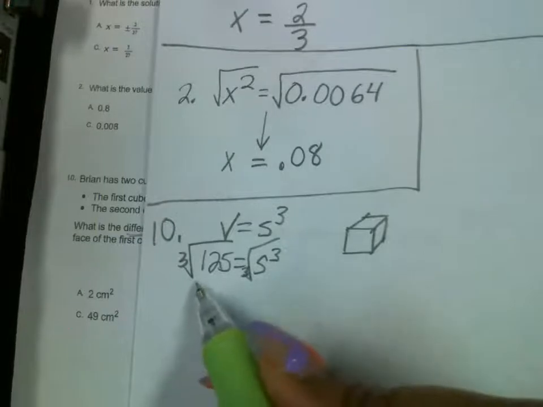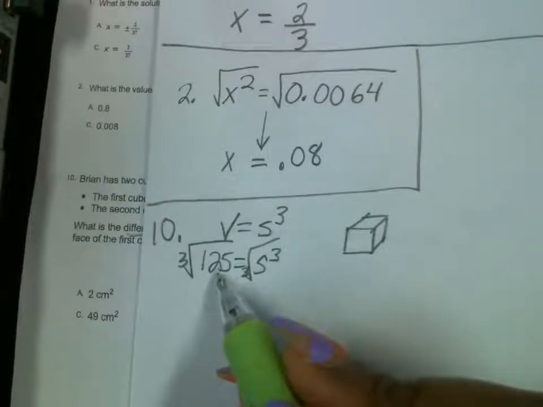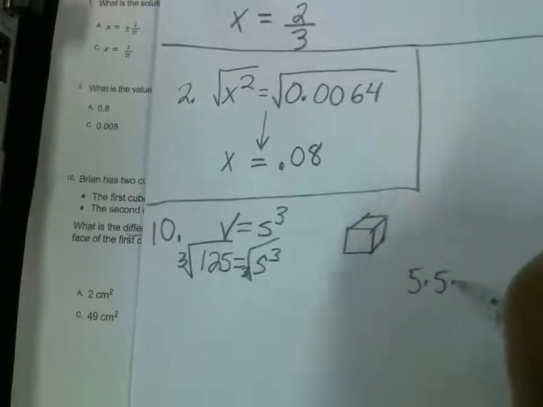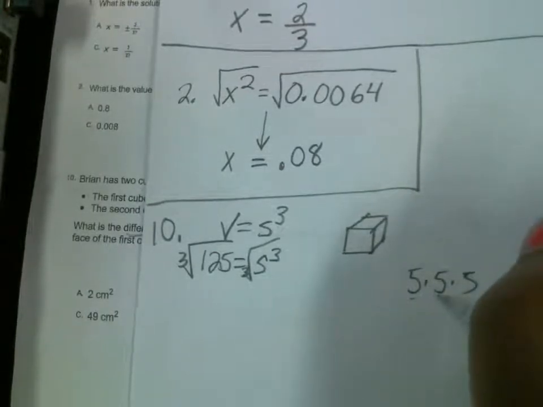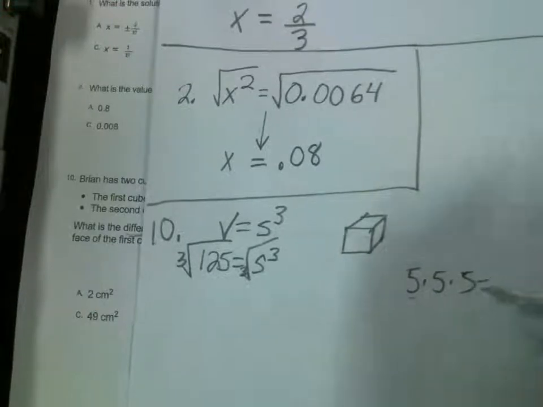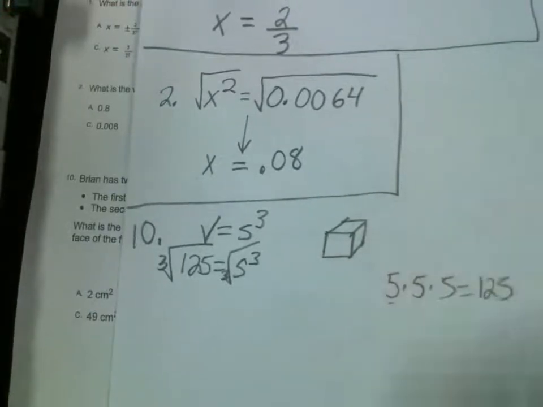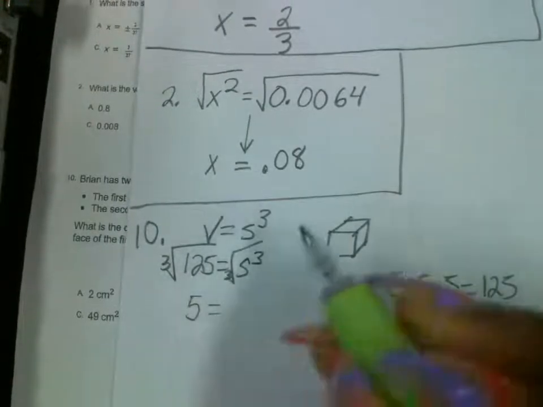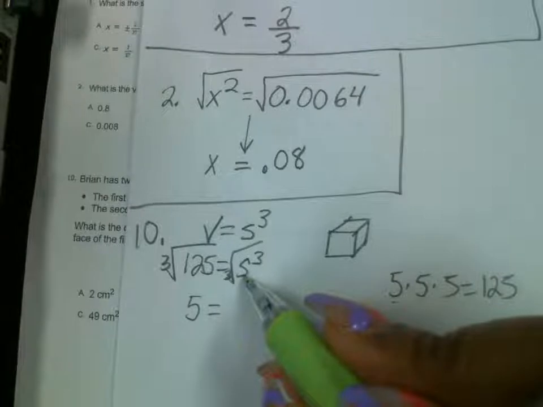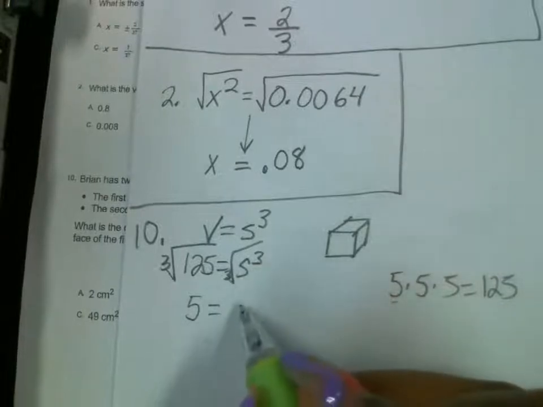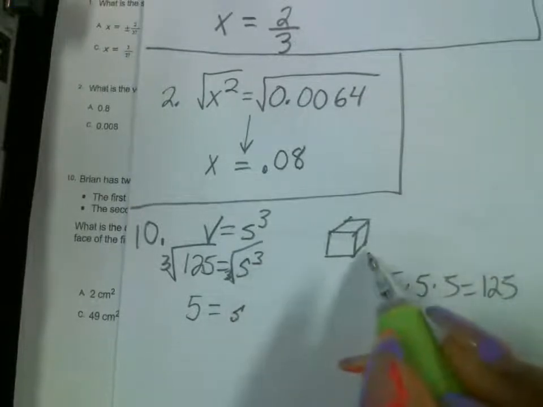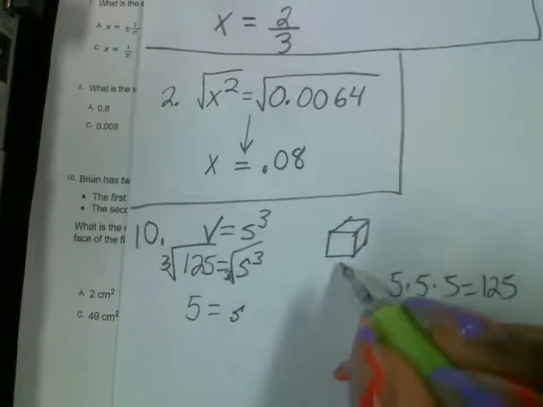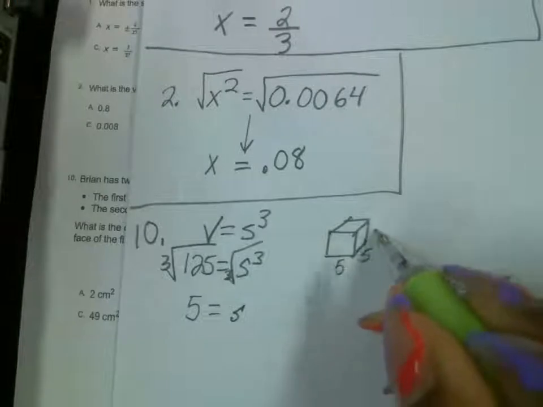So we're going to find what number can be multiplied times itself to give you 125. 5. 5 times 5 times 5. 5 times 5 is 25. 25 times 5 is 125. Okay? So this is going to be 5. And what can be multiplied times itself to give you S to the third power? S can. So each side is 5 in length, okay? So each one of these sides are 5.